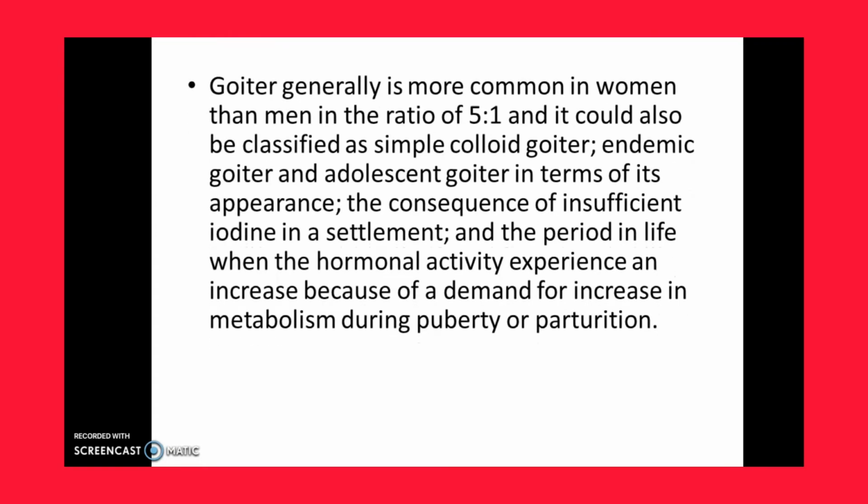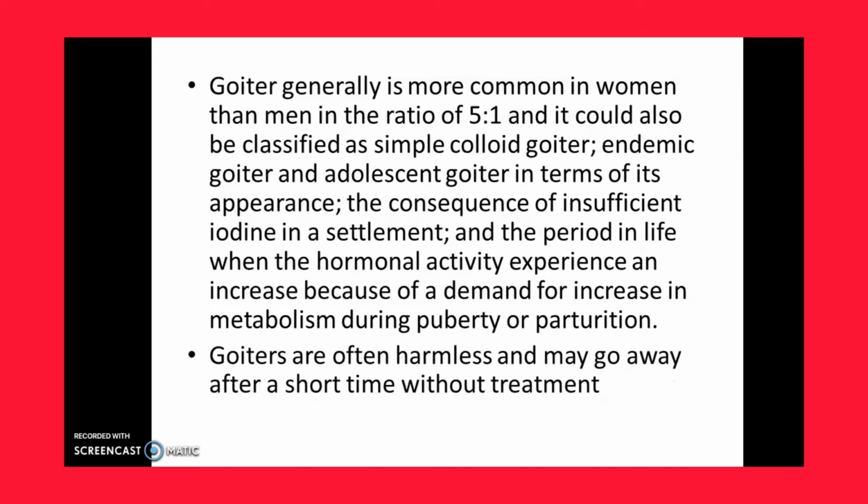Goiter generally is more common in women than men in the ratio of 5:1, and it could also be classified as simple goiter, endemic goiter, adolescent goiter in terms of its appearance, the consequence of insufficient iodine in a settlement, and the period in life when the hormonal activity experience is high. You can think of the puberty period. The goiter will come around age 15 to 25. It will come, and the demand for metabolism is high. So there is that chance of goiter. Goiter is also harmless and may go away in a short time without treatment.